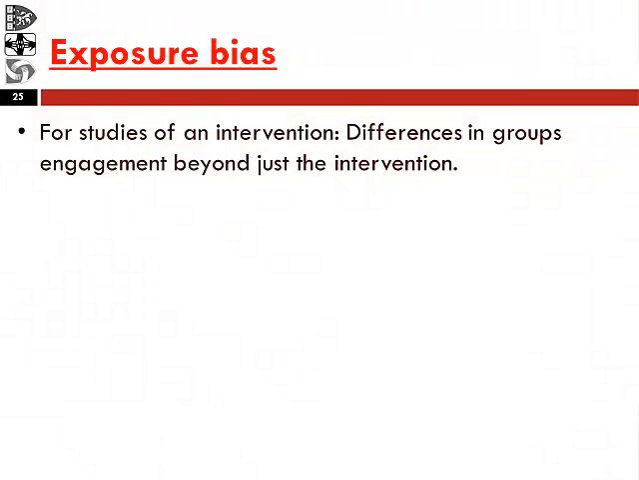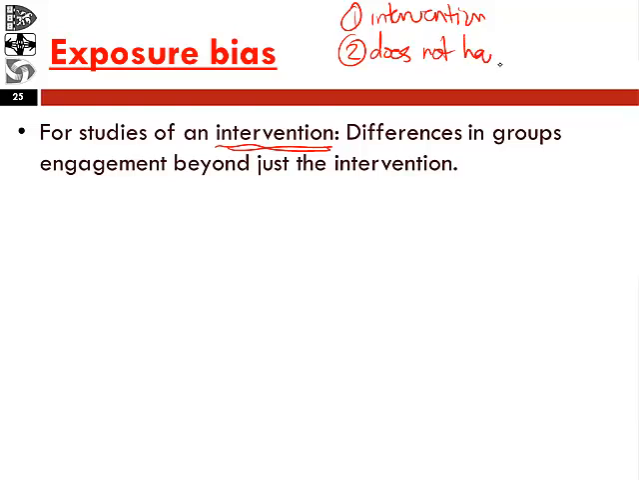The last one, which we also really haven't seen examples of, is exposure bias. And this is only looking at studies of an intervention. So these are studies where we have one group that has the intervention and another group that does not have the intervention. And I want to compare these two groups. So an exposure bias is when you have an intervention study and you want to compare those who have the intervention to those who do not have the intervention.